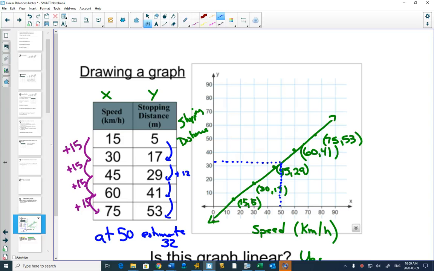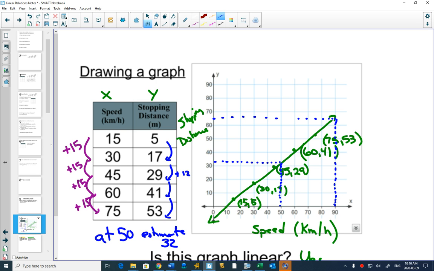That choosing 50 is interpolation, because it's between the values that we would have. Okay? But if someone said, what happens if you went 90? Well, 90 is past 75. You could still go up until you hit the line.